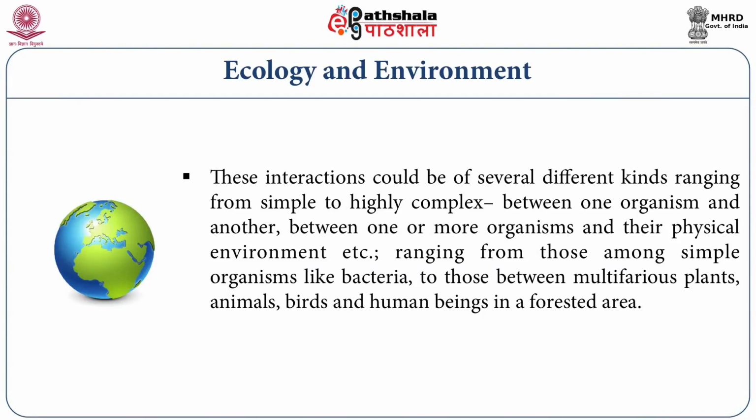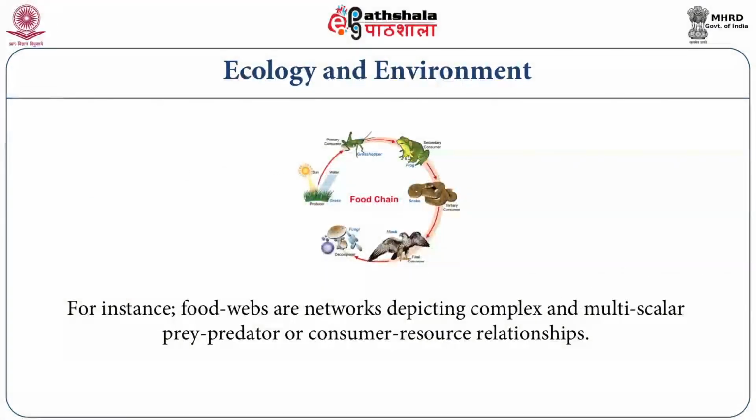These interactions could be of several different kinds, ranging from simple to highly complex. One organism and another, between one or more organism and their physical environment, etc., ranging from those among simple organisms like bacteria to those between multifarious plants, animals, birds and human beings in a forested area. For instance, food webs are networks depicting complex and multi-scalar prey-predator or consumer resource relationships.